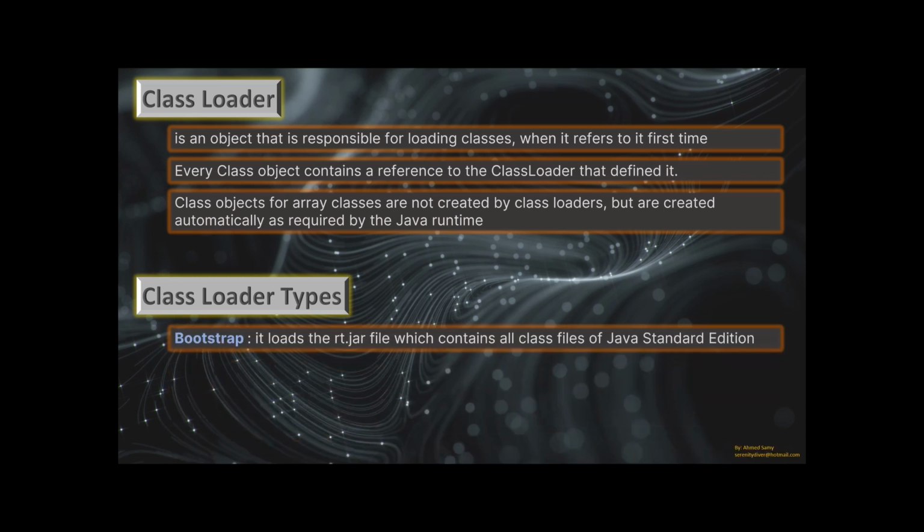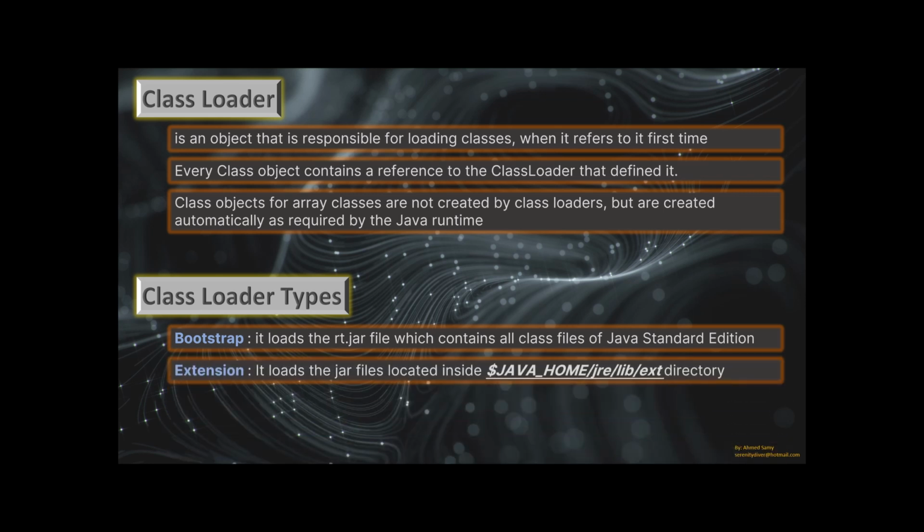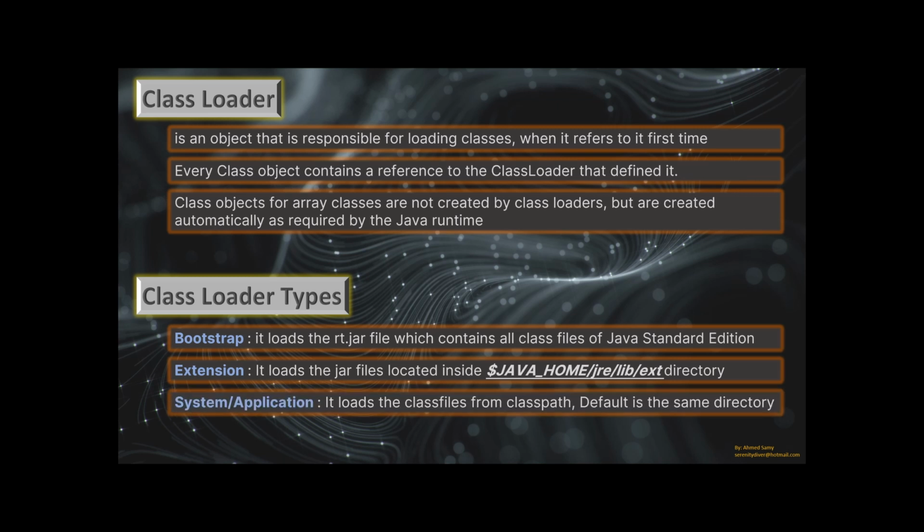We have three different types of class loader. Let's check them one by one. We have bootstrap. Bootstrap is the parent and the main, which contains all the class files of Java Standard Edition in your runtime environment. After the bootstrap, we have the extension. Extension is responsible for loading all the jar files located inside the Java Home JRE lib ext directory, if you have something there. Application or system class loader loads the class files from the classpath. Default is the same directory.